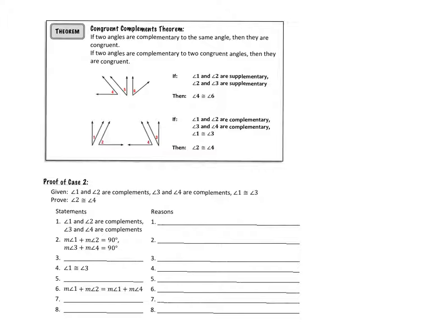Our congruent complements theorem looks almost identical to our congruent supplements theorem, except everywhere we had supplementary, we're going to put the words complementary. And instead of things adding to be 180 degrees in our proof, things will add to be 90 degrees because that's the definition of complementary angles. So, I'm not going to go over what's written here because it's exactly the same as the supplementary one. We're just going to prove case 2, and then we'll talk through some examples.